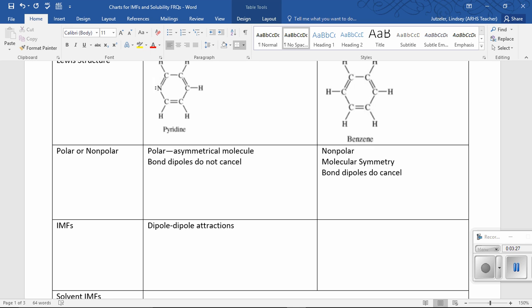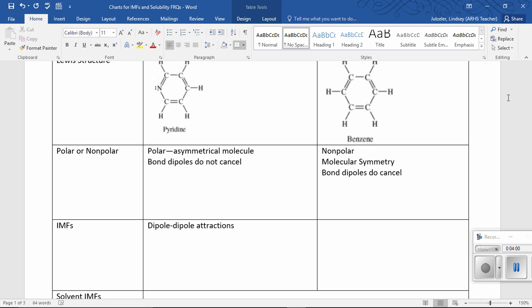attractions. And then you also need to notice that pyridine can hydrogen bond with water. It cannot hydrogen bond with other pyridine molecules because the hydrogen on pyridine is not directly bonded to F, O, or N. So pyridine can't be attracted to other pyridine molecules through hydrogen bonding. But hold that hydrogen bonding in the back of your head for just a moment.